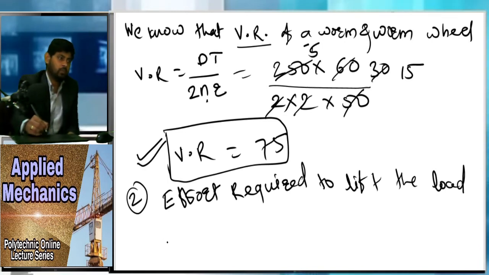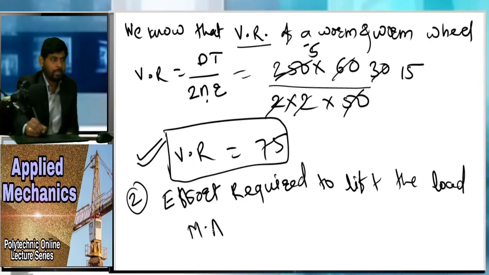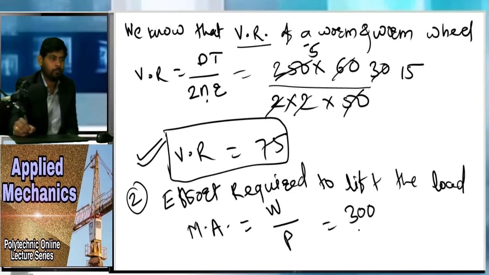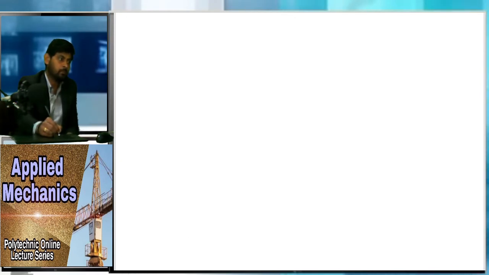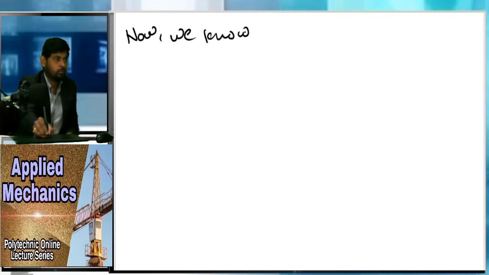for the effort required to lift the load, how can we find out the effort? So here by using the formula of mechanical advantage, we will get one equation in the form of P. The value of W is nothing but 300 Newton divided by P. So you will get this equation for mechanical advantage. Similarly, velocity ratio you know. So by using the efficiency formula, you can find out the effort required to lift the load.